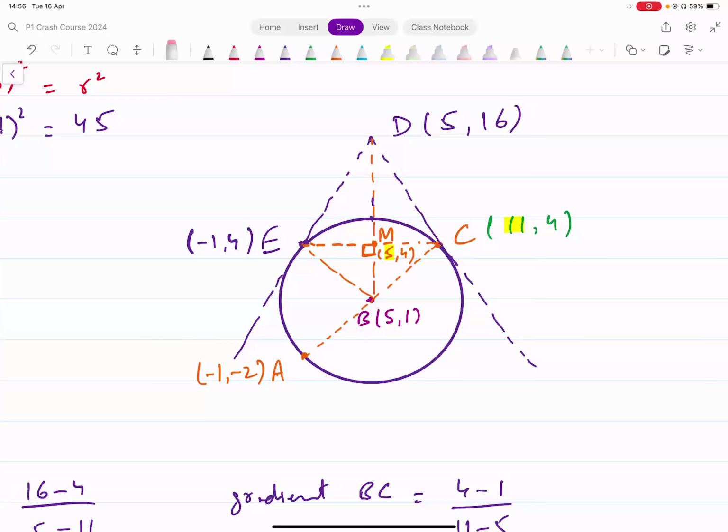Sir, can we also use the midpoint formula? Yes, you can use the midpoint formula as well. That's going to take slightly longer, but you can do that.